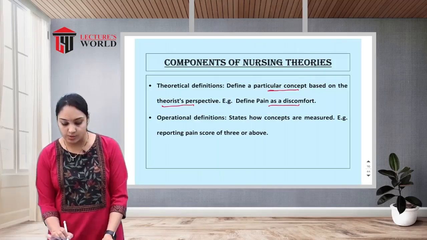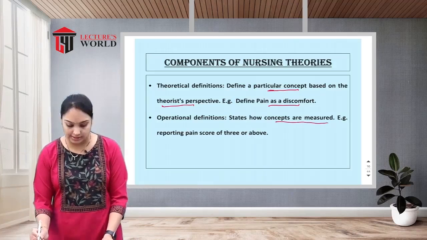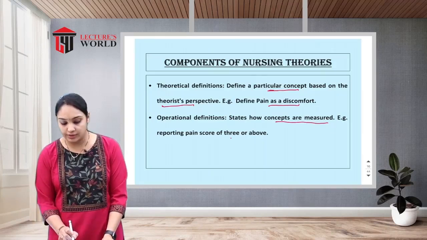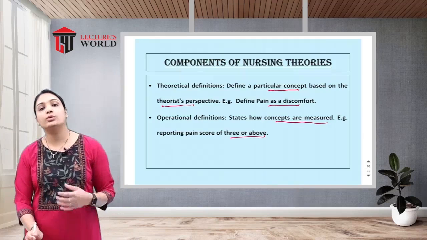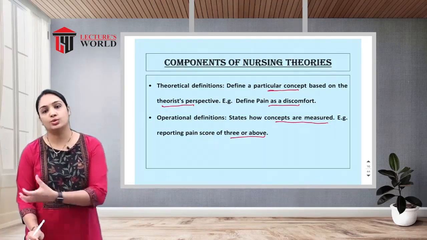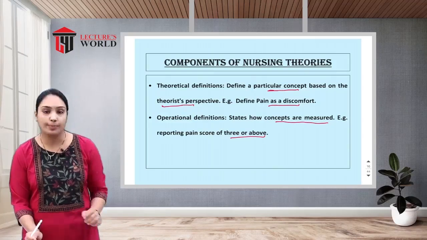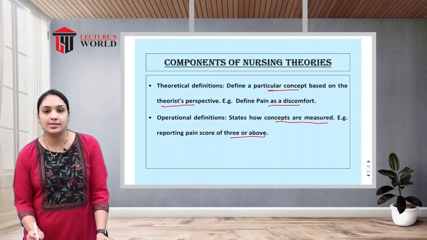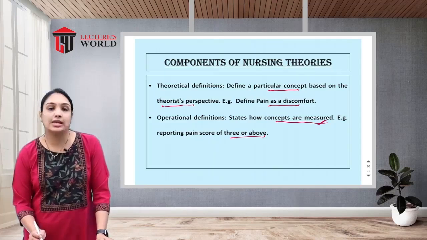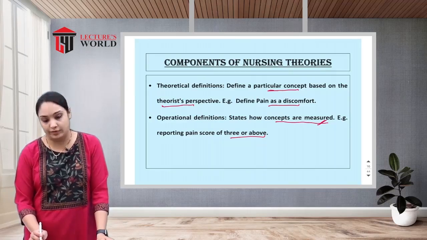Operational definition means it states how concepts are measured. For example, reporting a pain score of 3 or above. We are going to report the pain by using the pain scale, 0 to 10, the scale that we are going to use for recording the level of pain. So whatever concepts can be measured are defined with operational definitions.